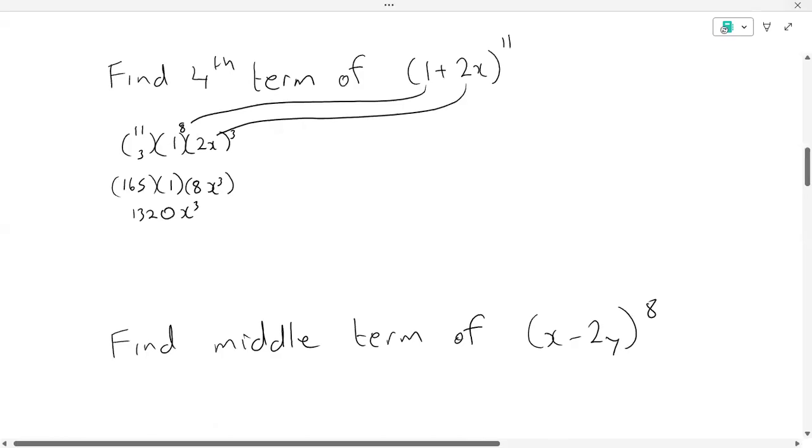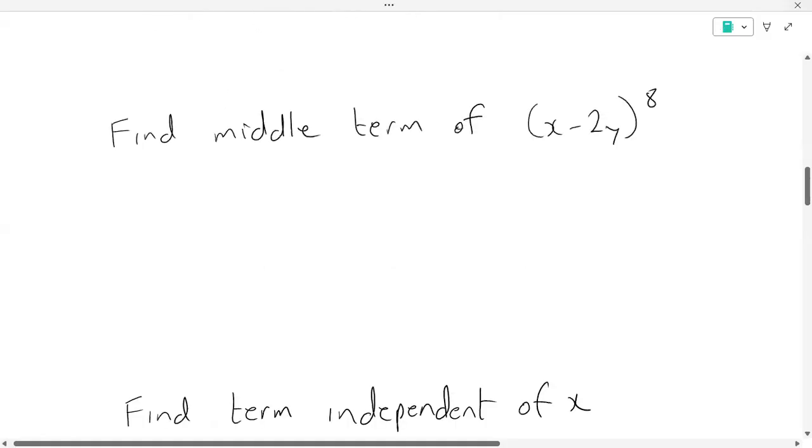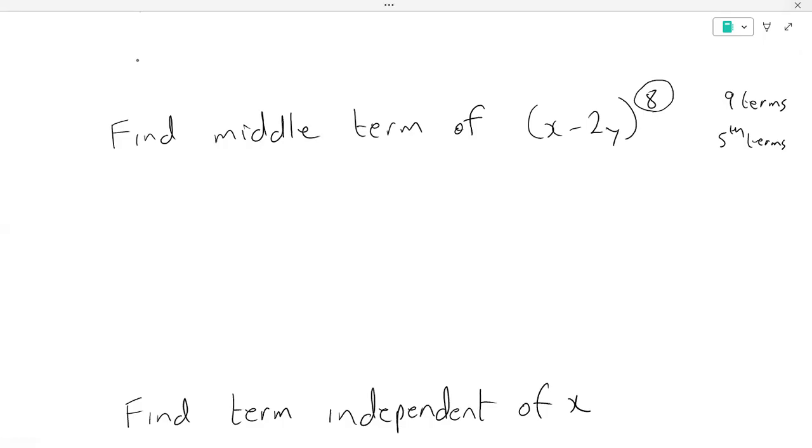In the next one, find the middle term of. Now, the middle term, what would that be? So if it's power of 8, I have 9 terms. So if you think of 9 terms, which one is in the middle? It would be the fifth term. So think about what your fifth term would be. 8 choose 0, 8 choose 1, 8 choose 2, 8 choose 3, 8 choose 4. So it's 8 choose 4.